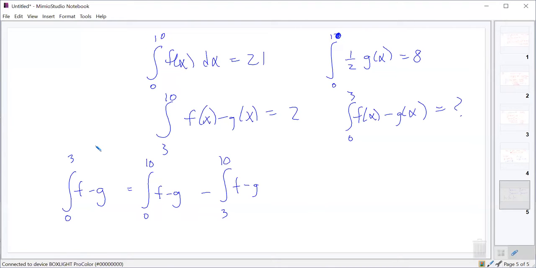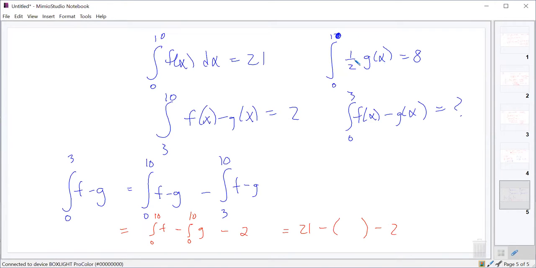So what we need to do then is figure out what all of these other things are. So we're given this first one, but we're not given this second one. So if we could separate this out, this one should be the integral from 0 to 10 of f minus the integral from 0 to 10 of g. And then we'll have a minus 2 here at the end, right? Because this one's just 2. So then we've already got the 0 to 10 of f, right? That's 21. So 21 minus something minus 2. And so then we got to figure out what the integral from 0 to 10 of g of x is.